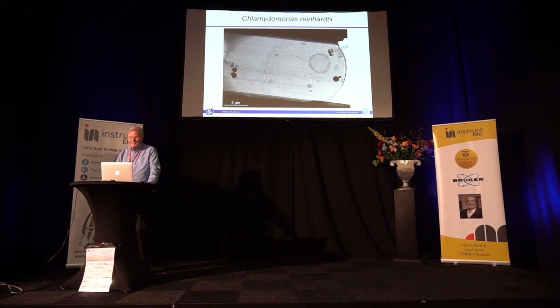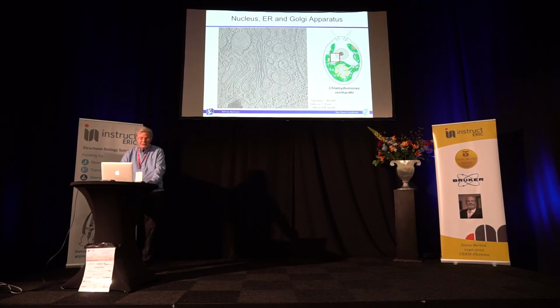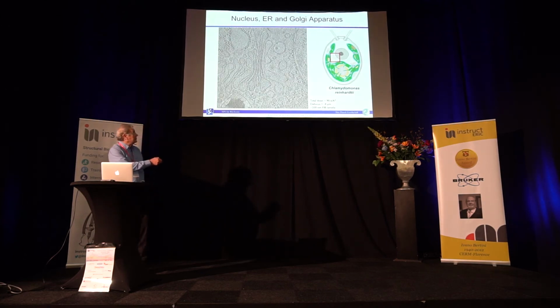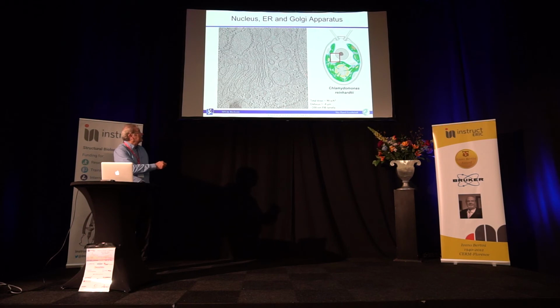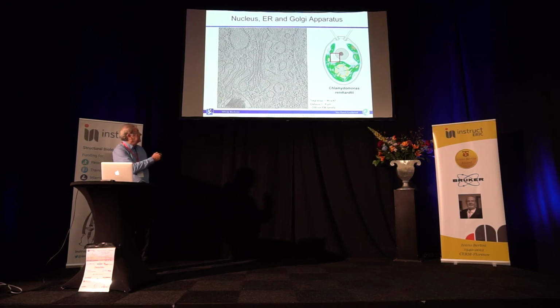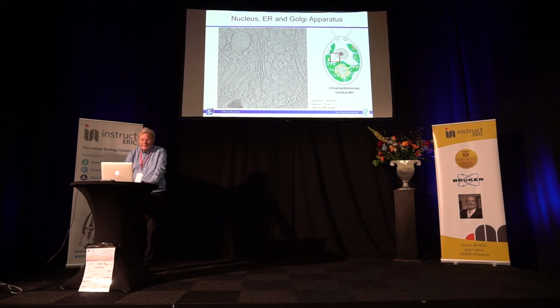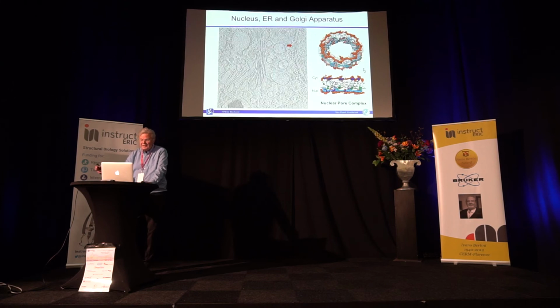So what you see here is a slice through an entire Chlamydomonas cell, and in the next slide we focus on this region here, that is where the Golgi apparatus and the endoplasmic reticulum is located. So on the right hand side here we have the nuclear envelope, that's the region of nuclear pore complex, the Golgi, and here the endoplasmic reticulum studded with ribosomes. So as you have heard a couple of times today, we can then cut out features of interest, in this case the nuclear pore complex.